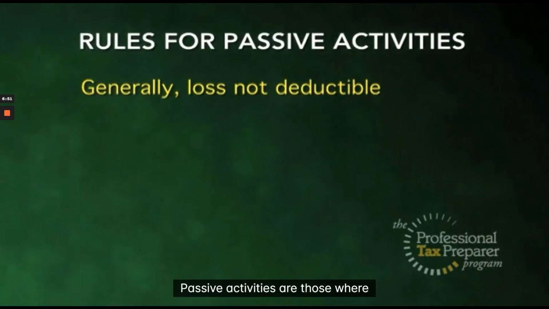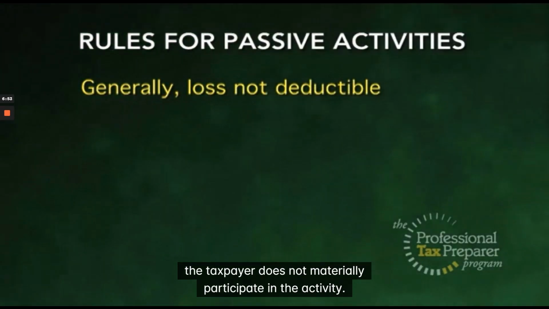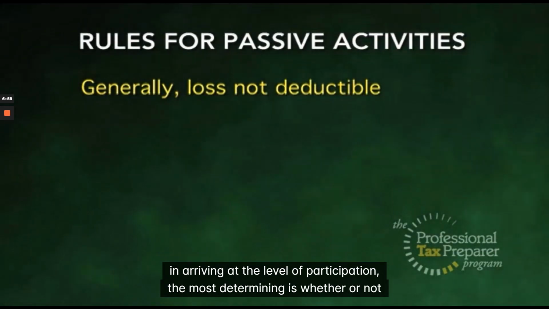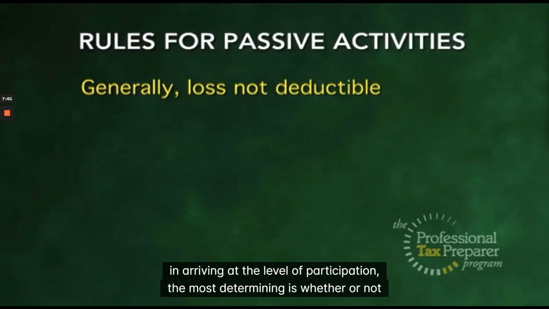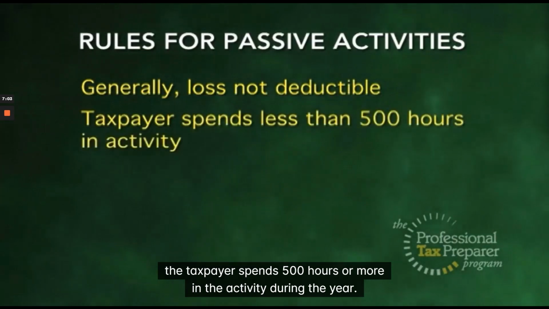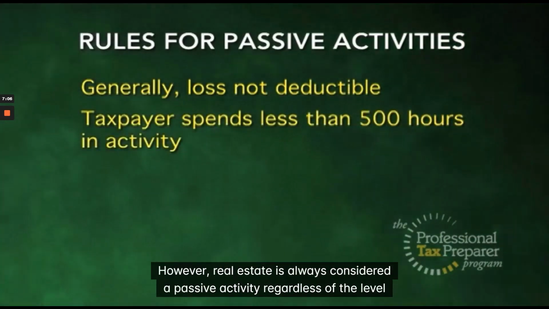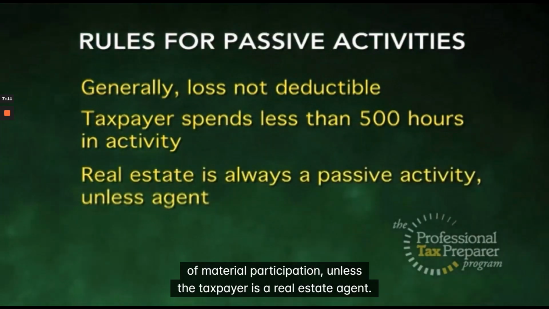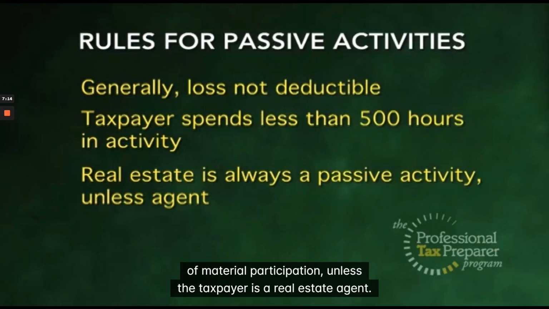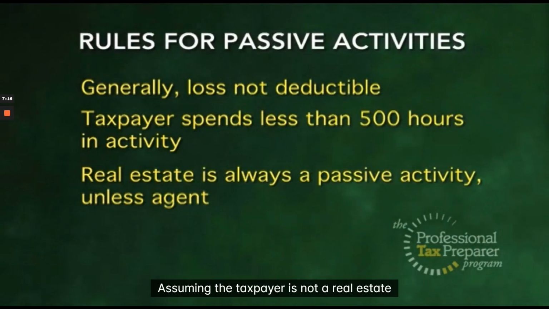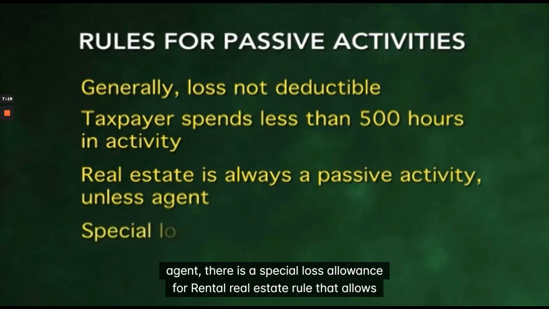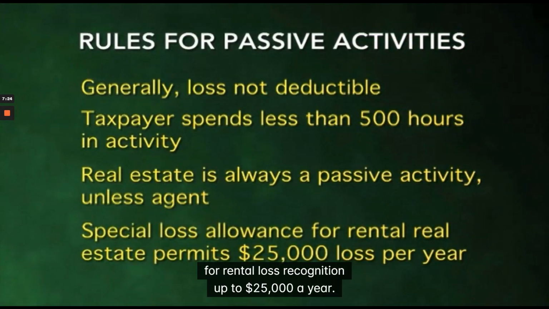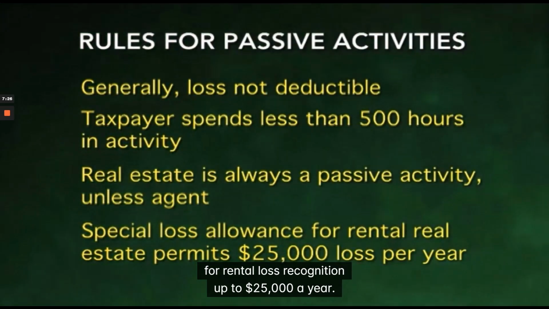Passive activities are those where the taxpayer does not materially participate in the activity. Although there are several factors in arriving at the level of participation, the most determining is whether or not the taxpayer spends 500 hours or more in the activity during the year. However, real estate is always considered a passive activity regardless of the level of material participation unless the taxpayer is a real estate agent. Assuming the taxpayer is not a real estate agent, there is a special loss allowance for rental real estate rule that allows for rental loss recognition up to $25,000 a year.